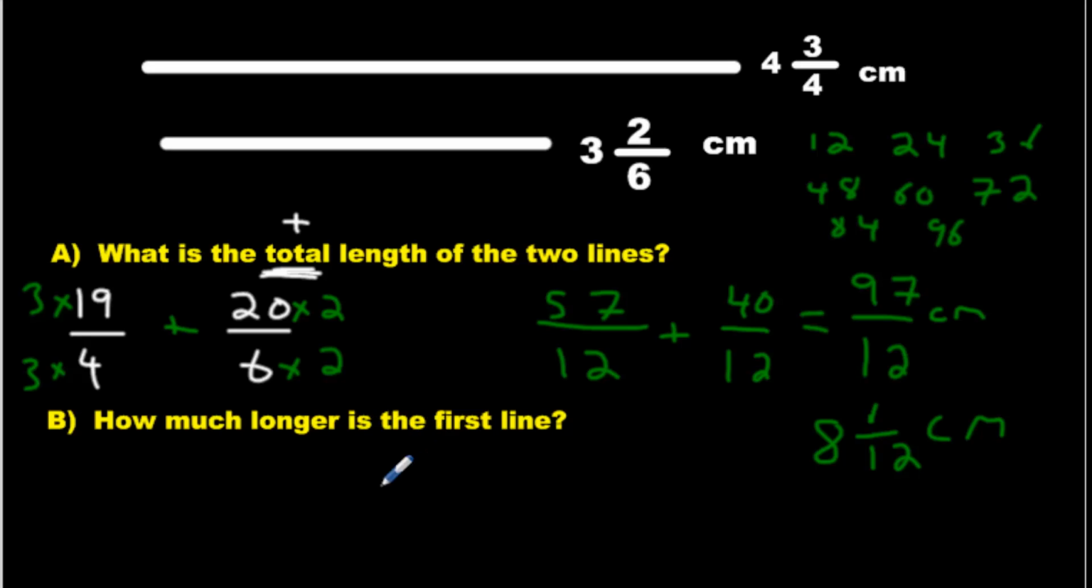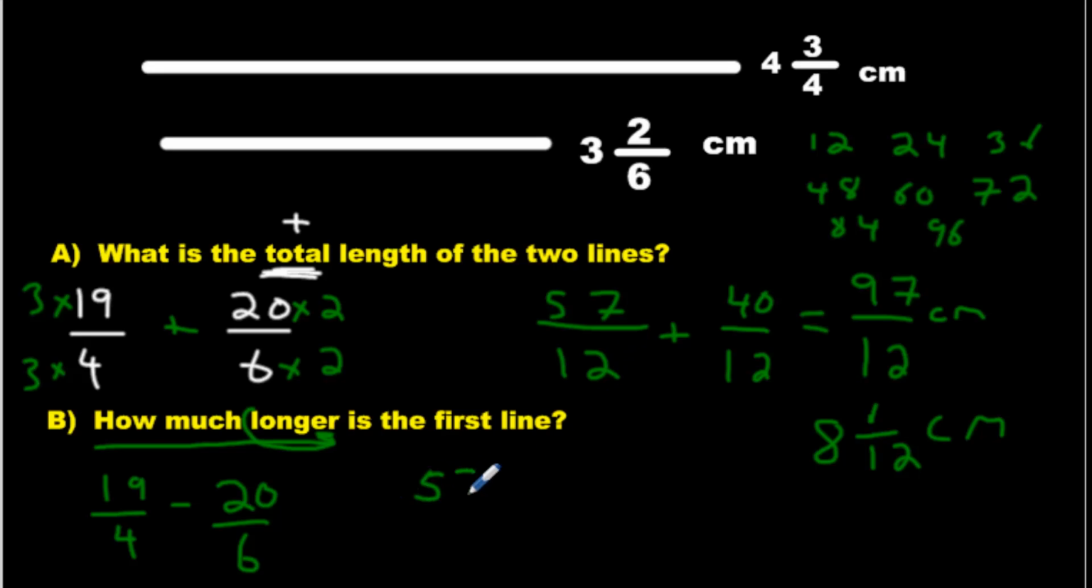How much longer is the first line? How much longer? Sounds like addition, but look at the ER, subtract. So you just take this one here. It's going to take the bigger one. Always subtract big first, small second. So we have the 19/4 first. Subtract from it the 20/6. 18 and 2 is 20. And now we're going to have the same numbers, but subtracted.